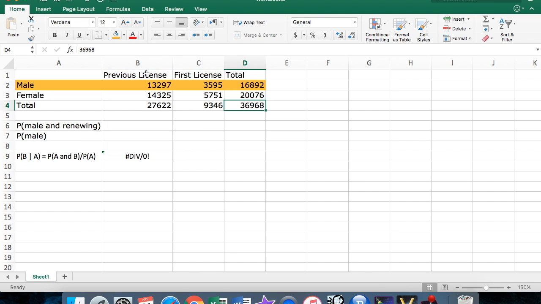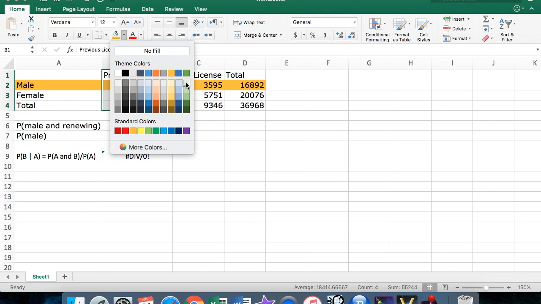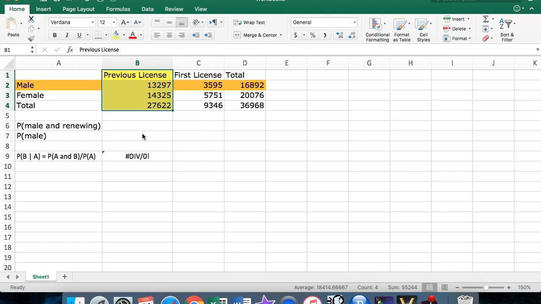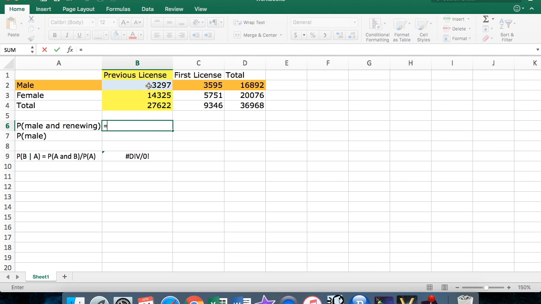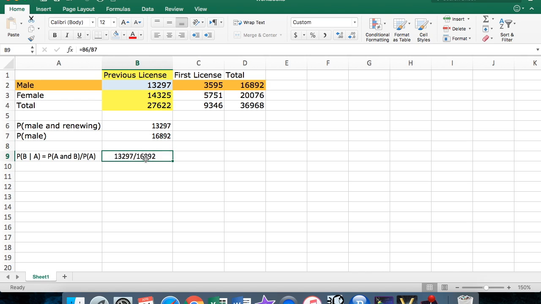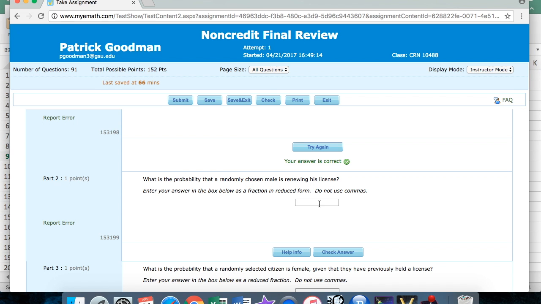And then renewing license. Renewing license means they had a previous license, right? So then they are in the previous license category. So be very careful about that to know when you can do that or not. So this is my intersection. Just always put a different color for there. Okay, so my male and renewing license is the intersection, right? So just hit equals, click on the previous license and male. Okay, then I do probability of male. How many males are there? 16,000. And there we go. This one doesn't look like it reduces at all. So we are good here. Okay, so just copy this guy over. Throw him in here. And make sure you delete any extra spaces just in case.